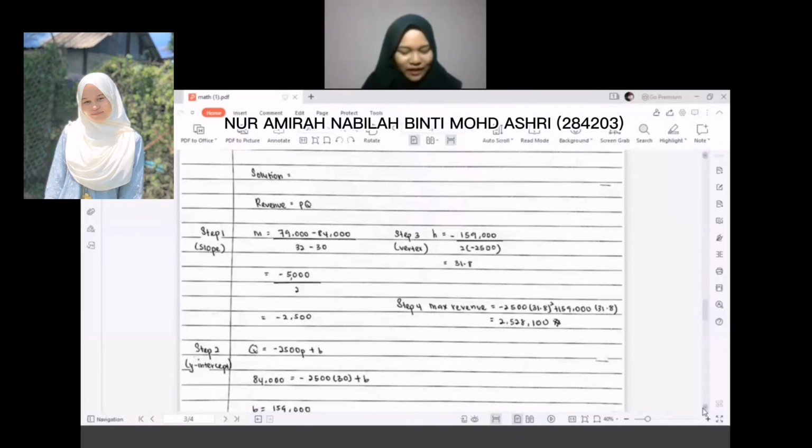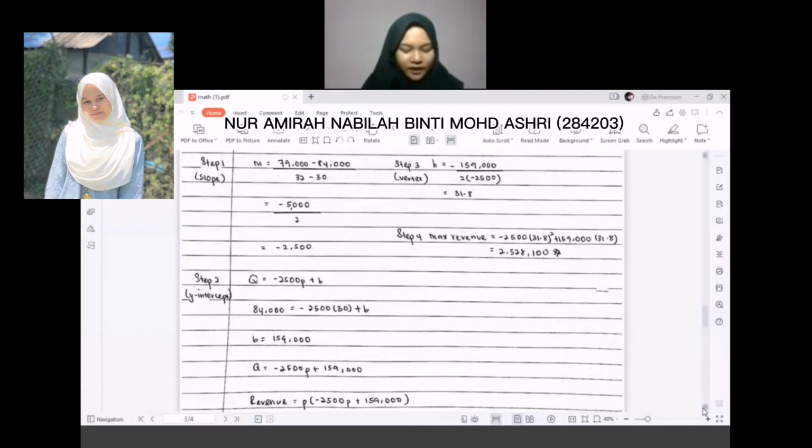From this, we can find a linear equation relating the two quantities. The slope will be: slope equals 79,000 minus 84,000 divided by 32 minus 30. Then it gives us the slope, which is negative 2,500. This tells us the paper will lose 2,500 subscribers for each dollar they raise the price.